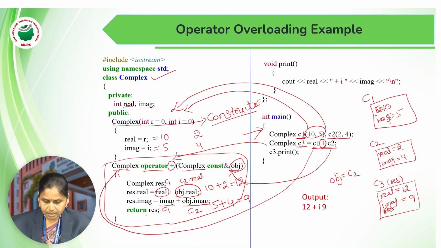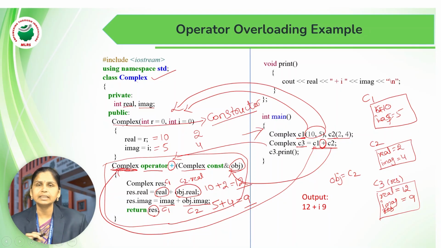Next, return result. It returns the result value, so 12 and 9 are returned. Here we are returning an object. The result is an object of the complex class. So we are returning an object of the class complex. That's why the data type here is complex. We are returning the complex value in the form of an object.